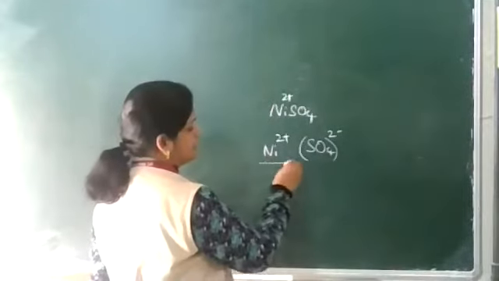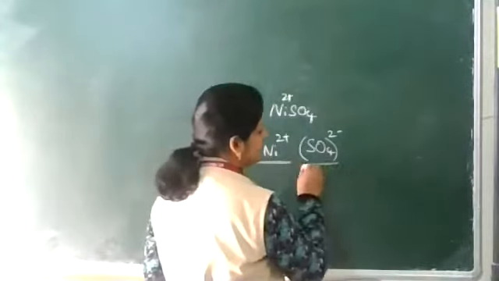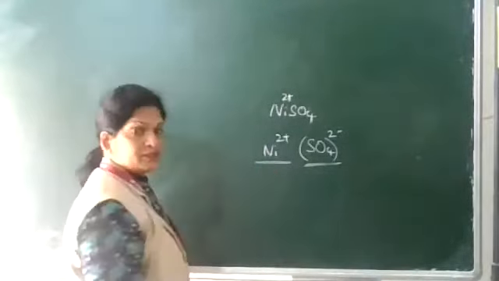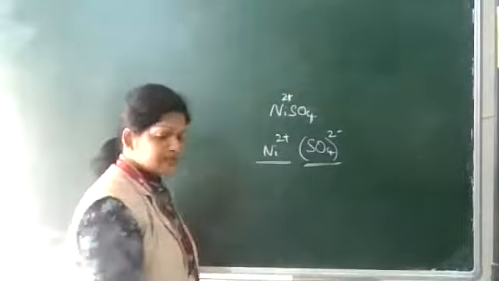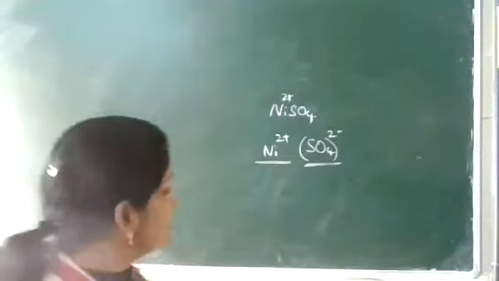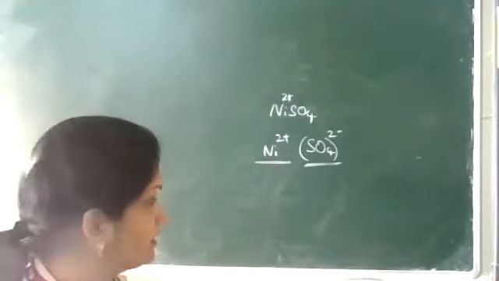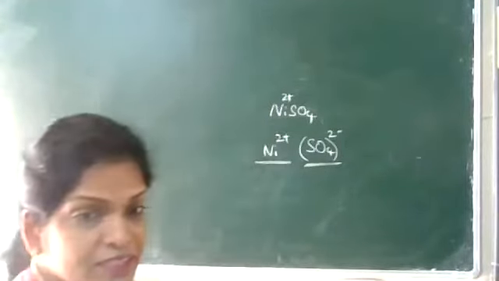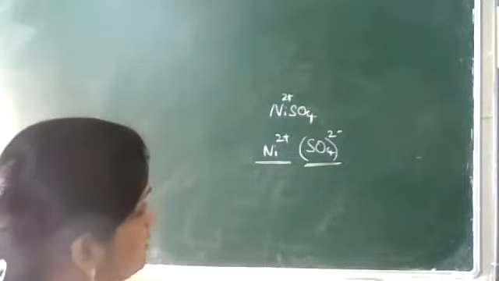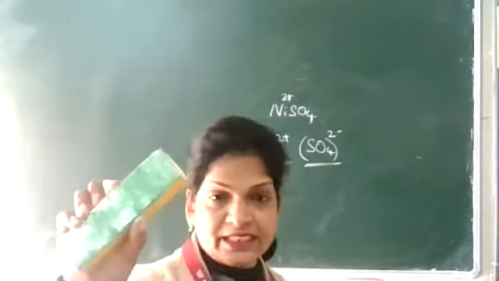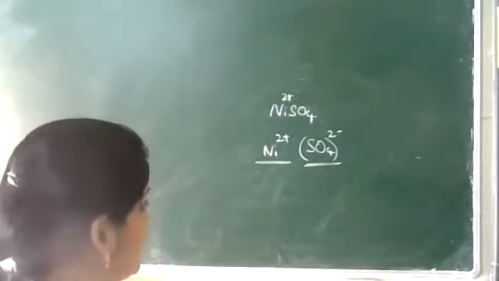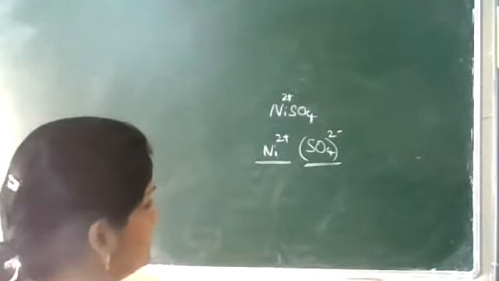Now, this is the basic radical and this is the acid radical. The first portion is the basic radical, and then the other one is the acid. Nickel sulfate has a green color, emerald green, like the board that you see, the color of the board, or you can say the color of this duster, emerald green. So that has got a color.